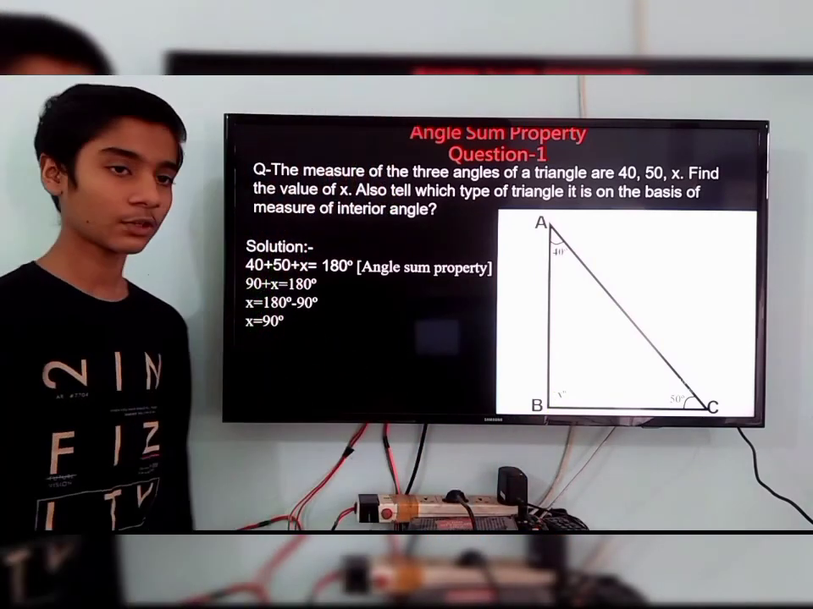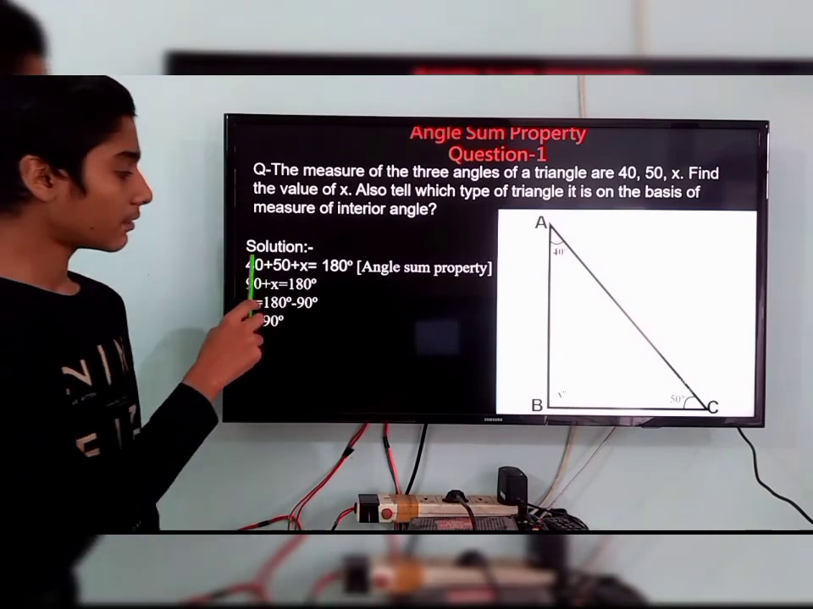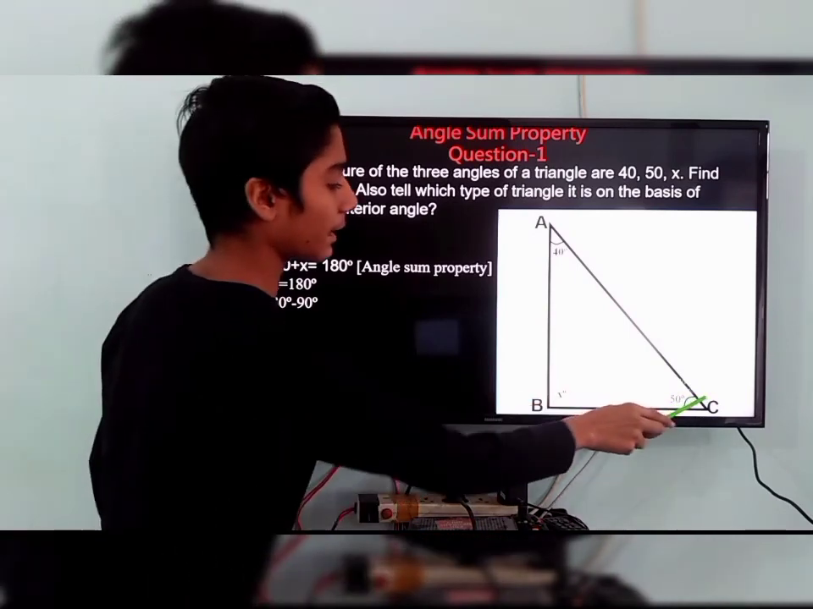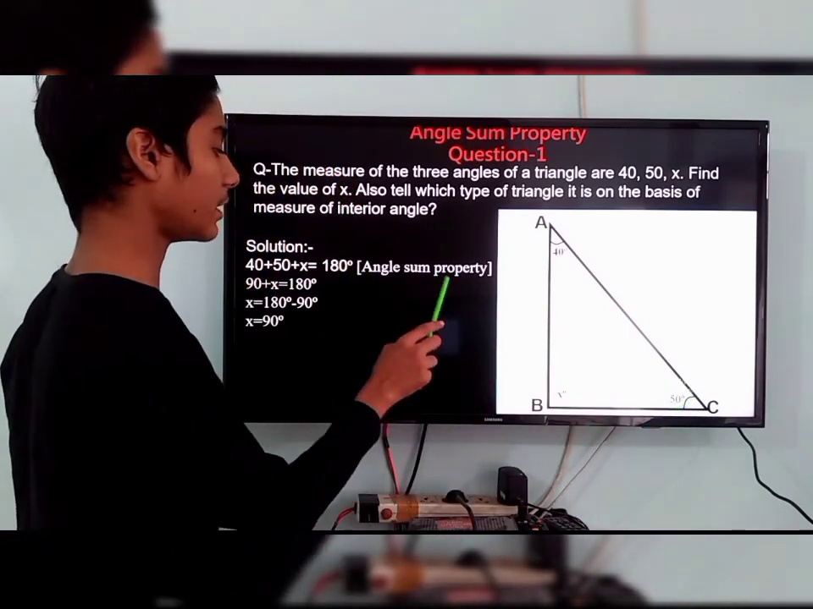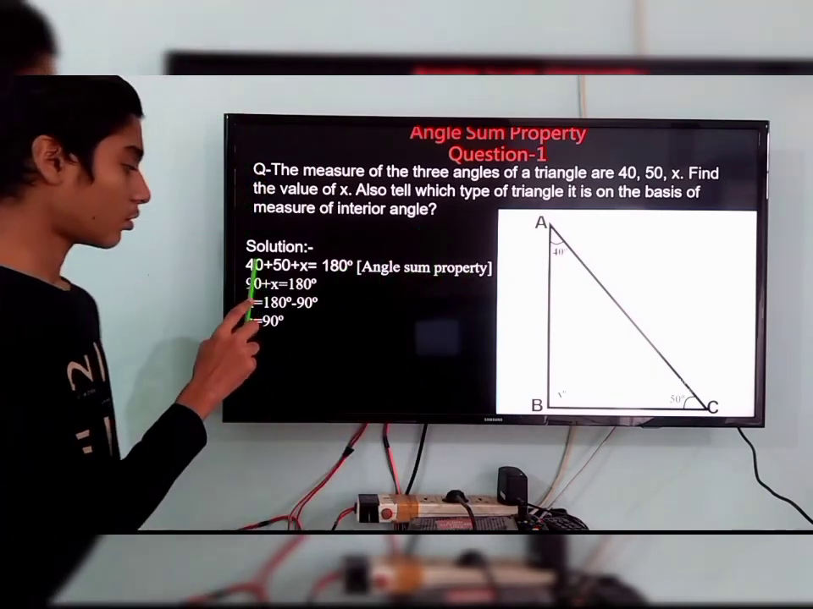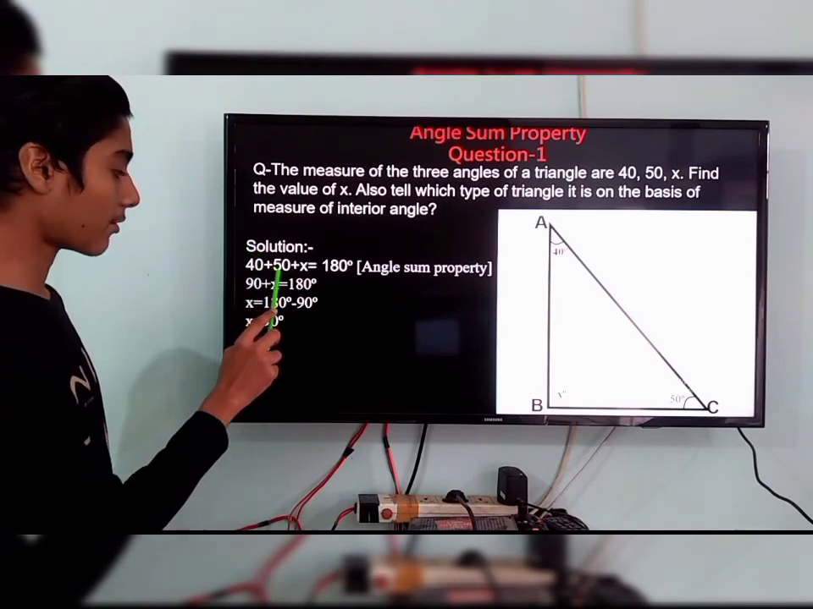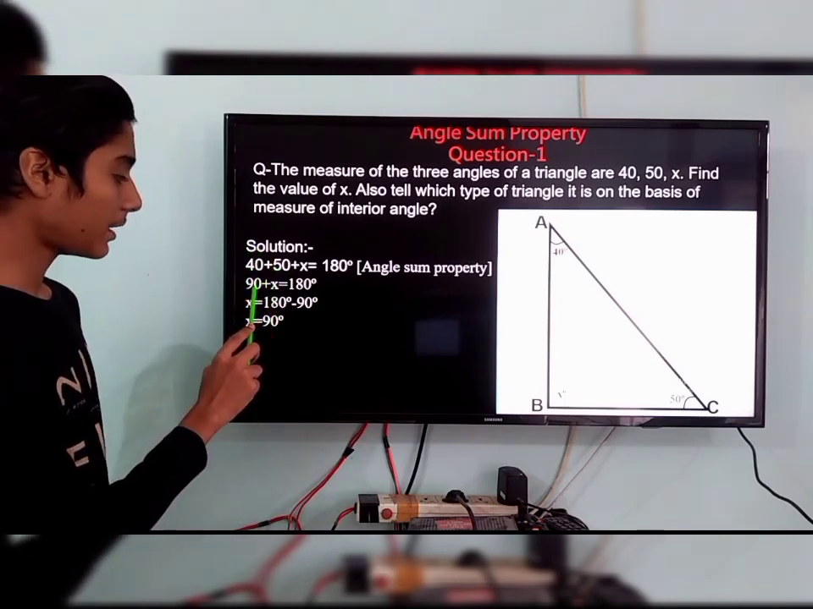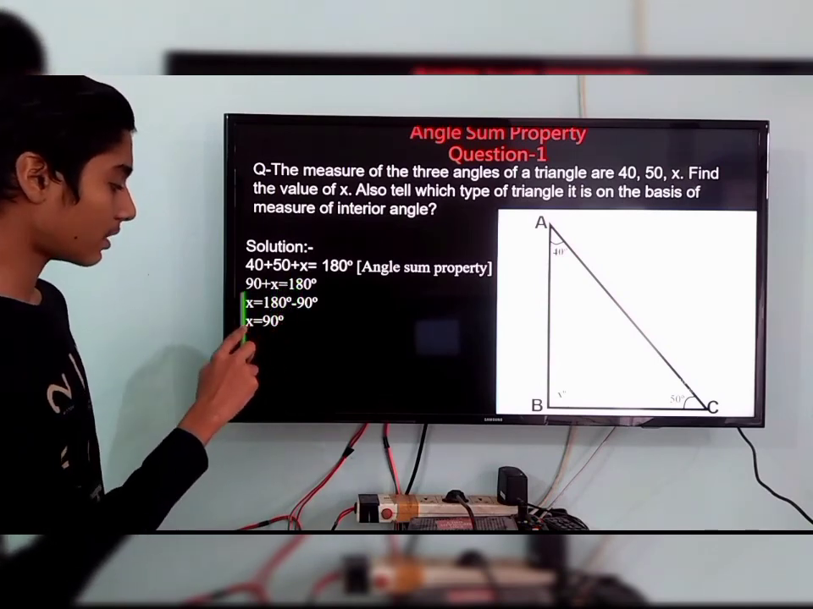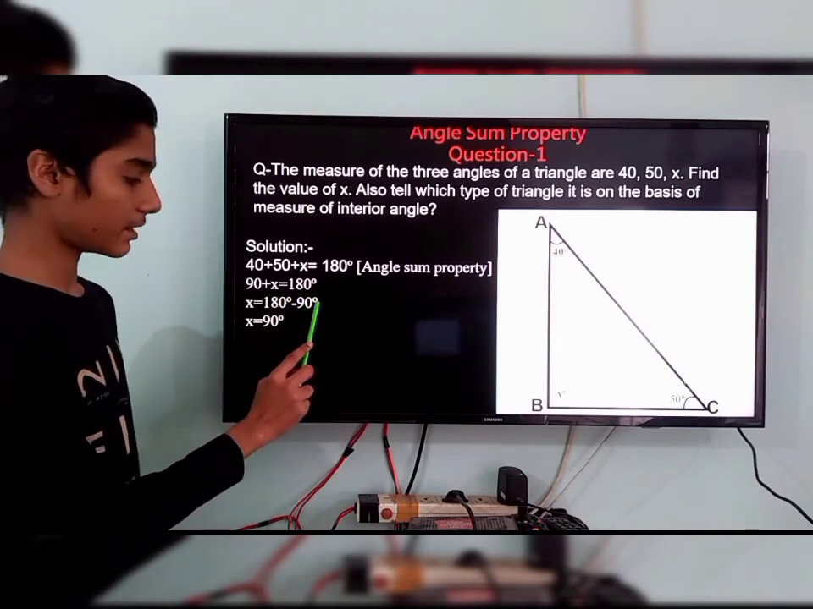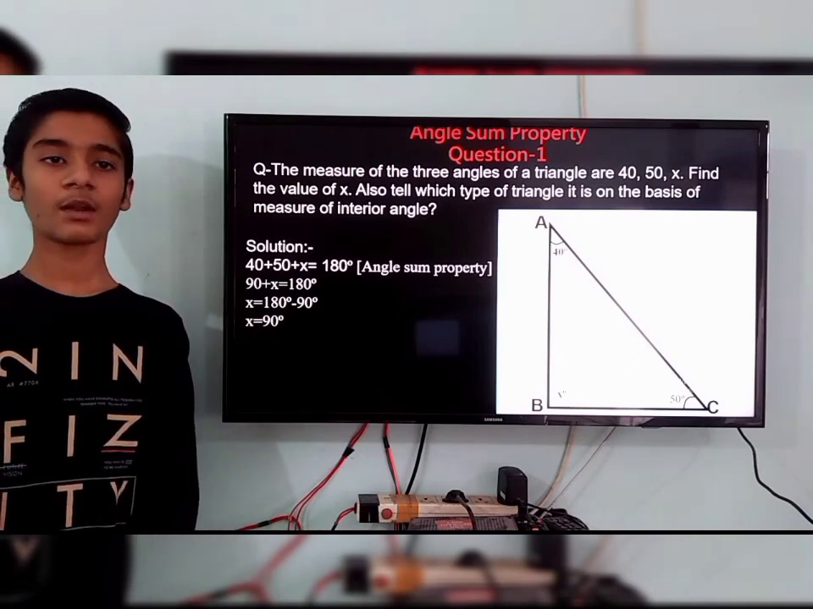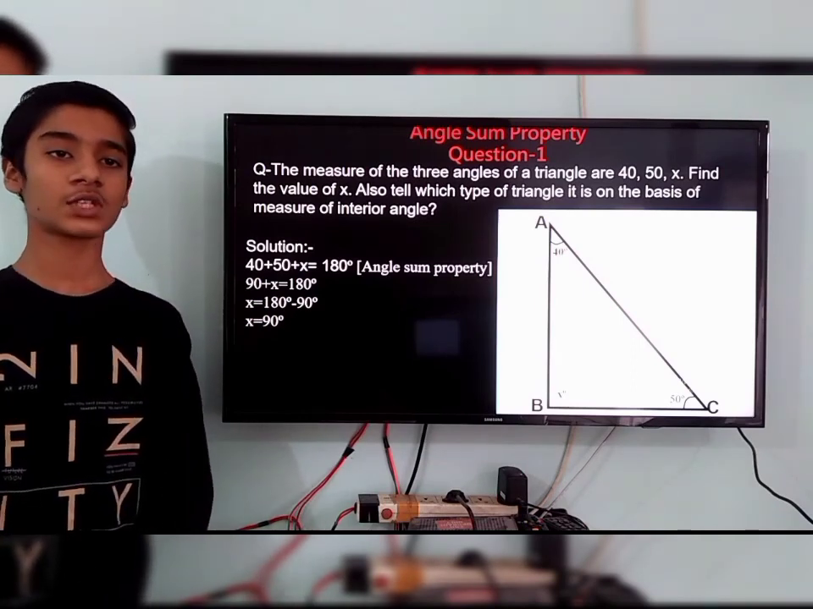So the solution of the question is, firstly we will add: angle A plus angle B plus angle C is equal to 180 degrees. The reason is the angle sum property. So the addition of 40 and 50 will be 90 degrees. 90 degrees plus x is equal to 180 degrees. Then x will be 180 degrees minus 90 degrees. Now the value of x is 90 degrees. Now you may be clear about how to solve a sum using the angle sum property.